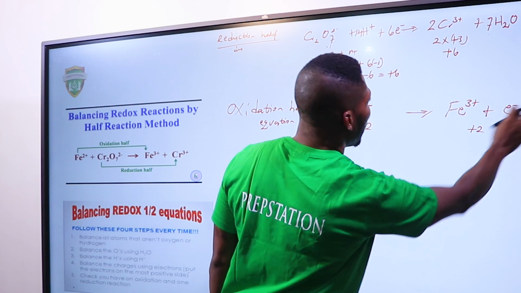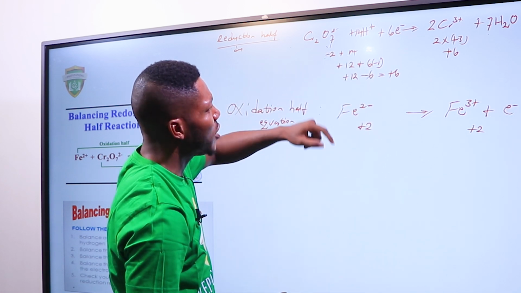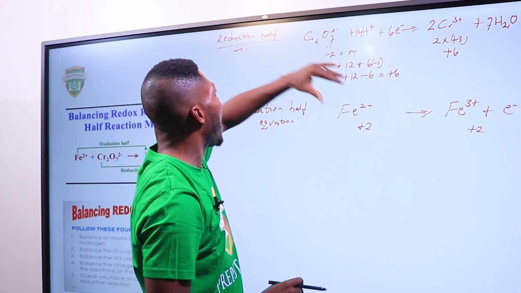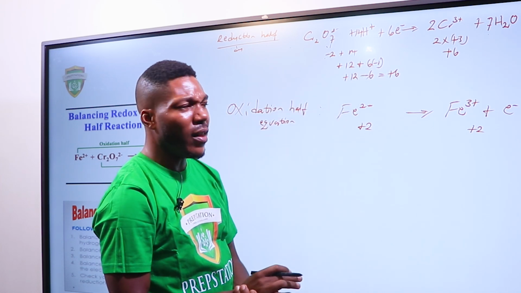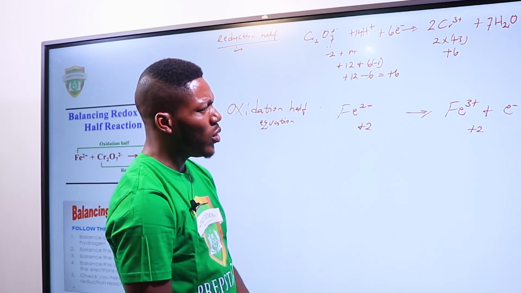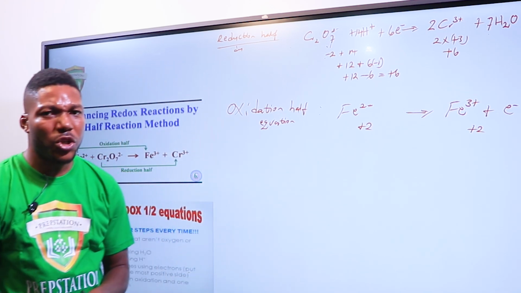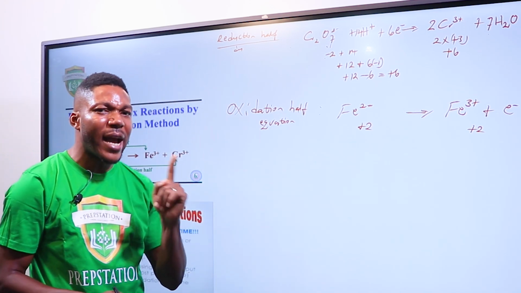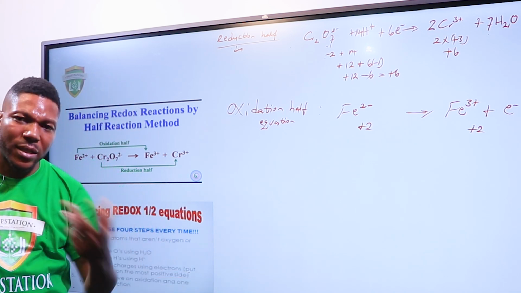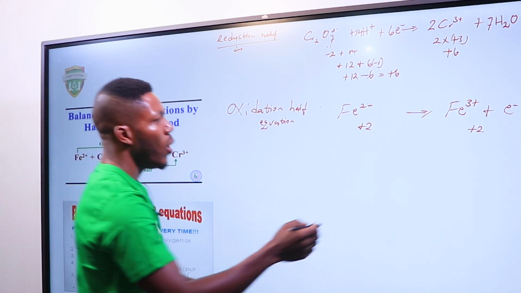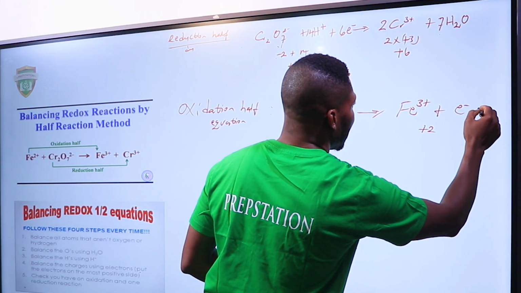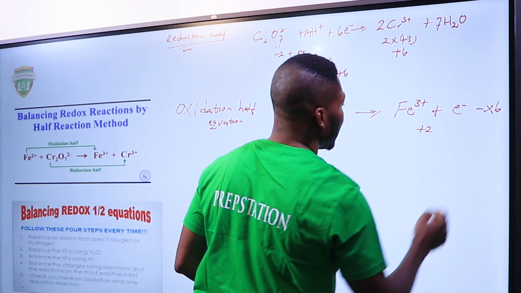I have just 1 electron. But I want to make sure that both halves have the same number of electrons. What do you think I should do? Now relate this to your mathematics. If you are solving simultaneously in an equation, you must make sure that one item is the same, so you can eliminate and get the other part. So I multiply this by 6.